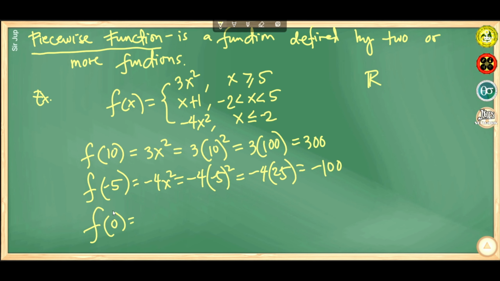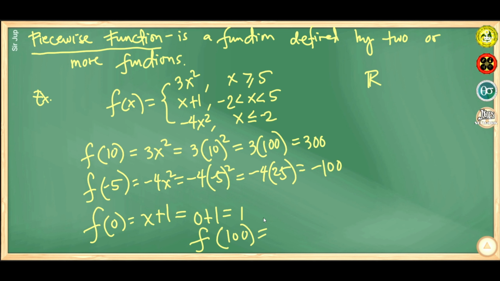Okay, so note that 0 is between negative 2 and 5. Since 0 is in this interval, we use the function x plus 1. So we have x plus 1 when x equals 0, so we have 0 plus 1 equals 1. What about f of 100?